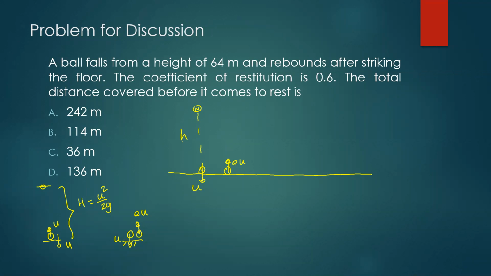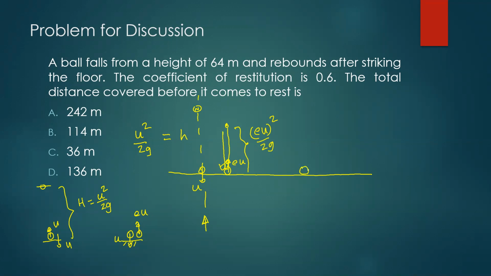And you know that this h is actually u square by 2g. So this height. And then it is going to come back with eu. Again, keep in mind, everything is happening along this vertical line, but I'm showing you separately. So it will go to some height, not the same height. This will be eu whole square by 2g. It will go to that height and then it will come back again and then hit.